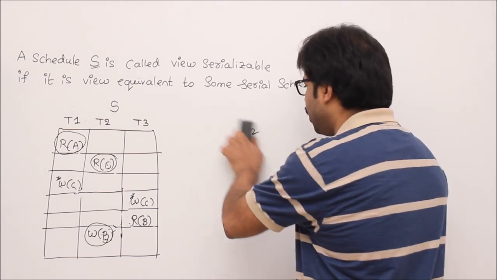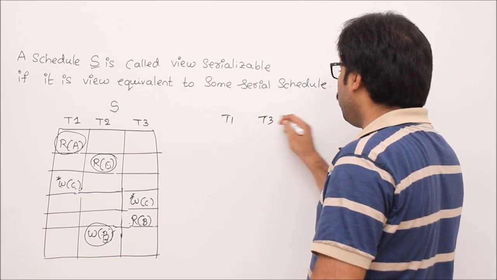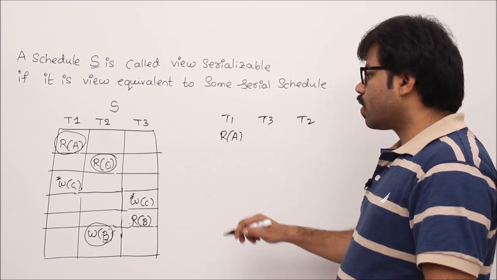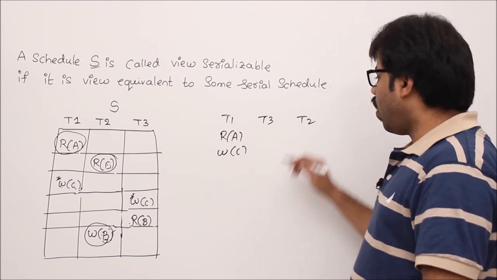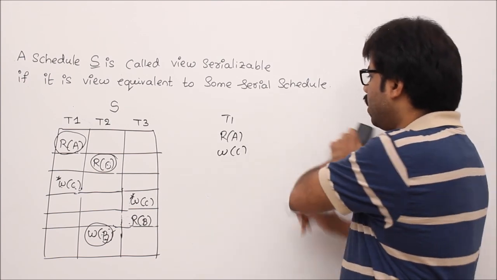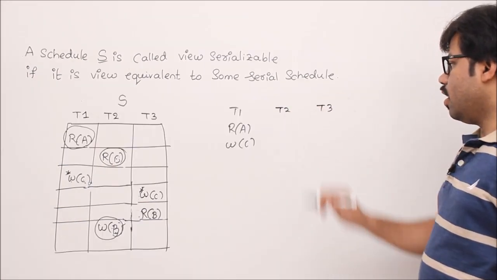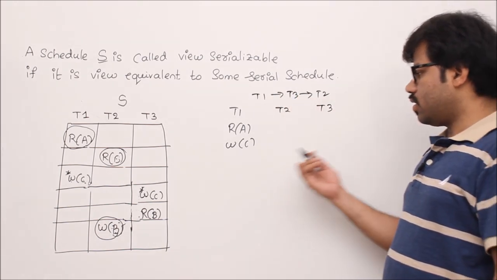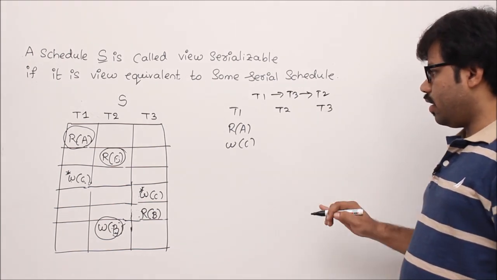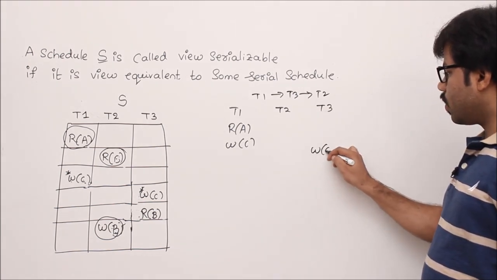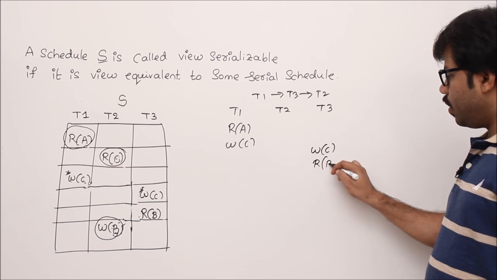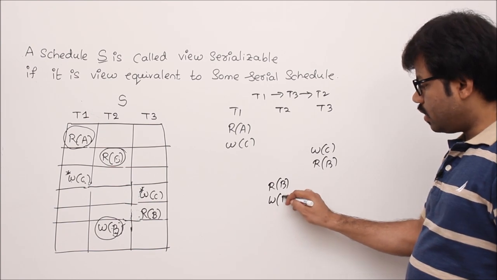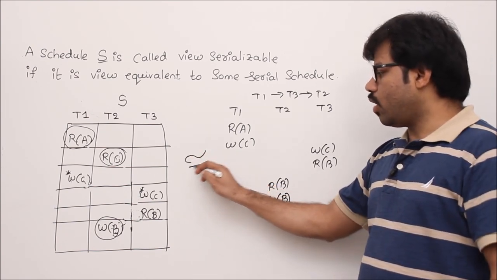So write T1, T3, T2 in serial order. Right? All of T1 first: read of A, write of C. Then all of T2. So let me write T2 here, T3 here. But we know that the order is T1 followed by T3 followed by T2, if some serial schedule is possible. So T3: write C followed by read B. And then T2, which has read B, write B. Now check the view equivalence definition one more time.